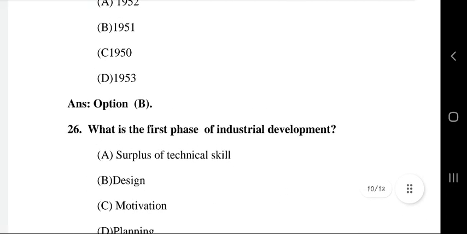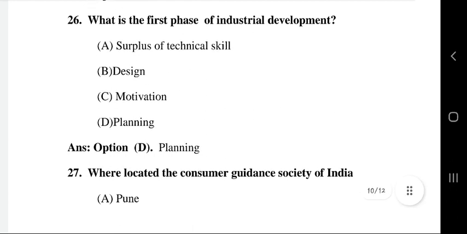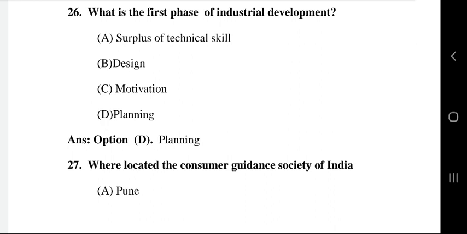Next question, question number 26. What is the first phase of industrial development? Options: A, surplus of technical skill. Option B, design. Option C, motivation. And option D is planning. Option D is the answer.